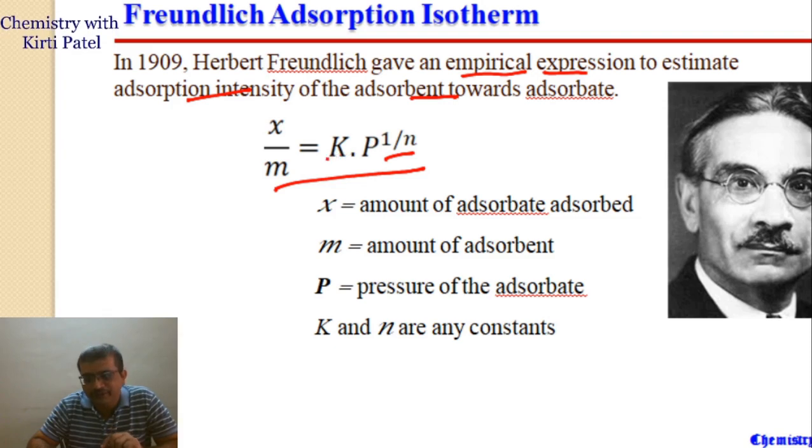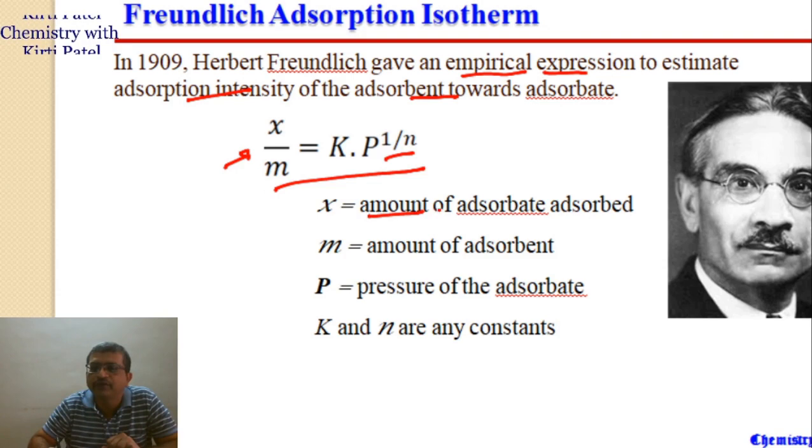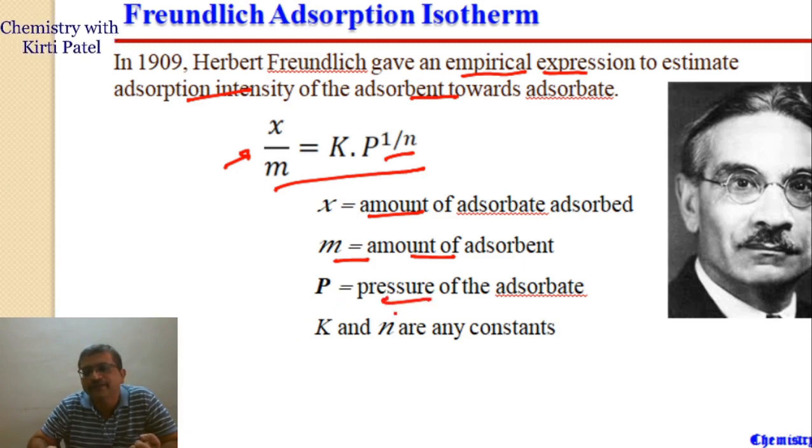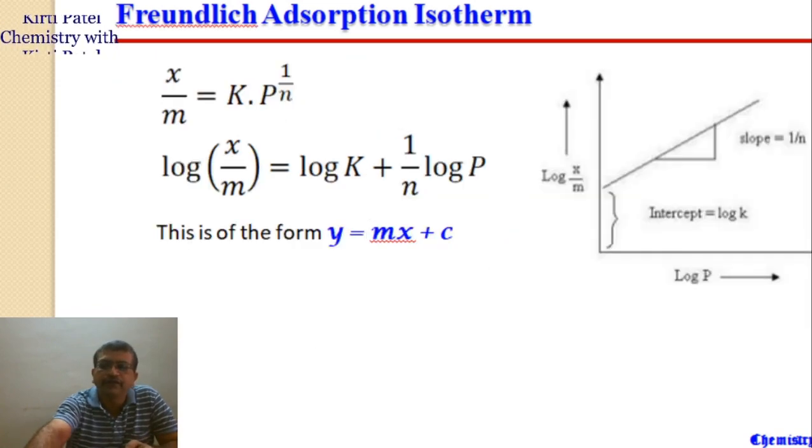So it generally calculated the amount of adsorption that is happening, that is, the extent of adsorption was measured by the Freundlich adsorption isotherm. Here x is the amount of adsorbate or the gas that is getting adsorbed over the solid adsorbent. m is the amount of adsorbent, that is the substance which is providing the surface for adsorption. p is the pressure of the gas. In case of liquids, it is the concentration, while k and n are constants.